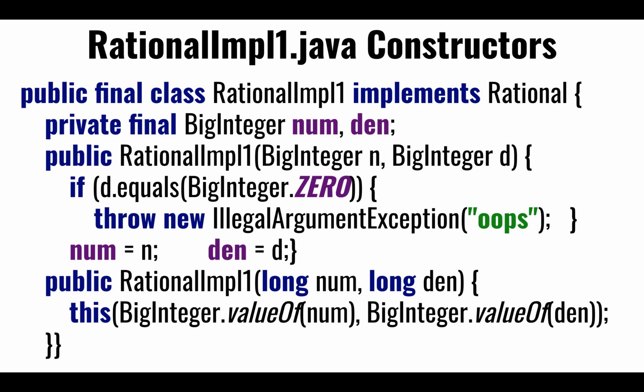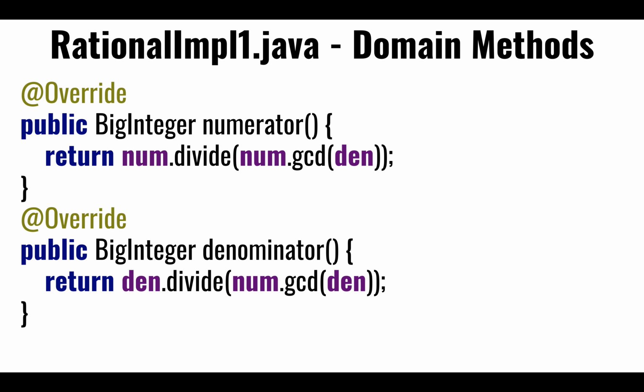Then we have the other constructor. This is a convenience constructor that we can initialize with two longs, and it just reuses that constructor. There's nothing wrong with this. We'll revisit this in a minute and see what would be an improvement over this. All the other ones are fairly simple. We make sure that we can represent the numerator and denominator in some canonical format.